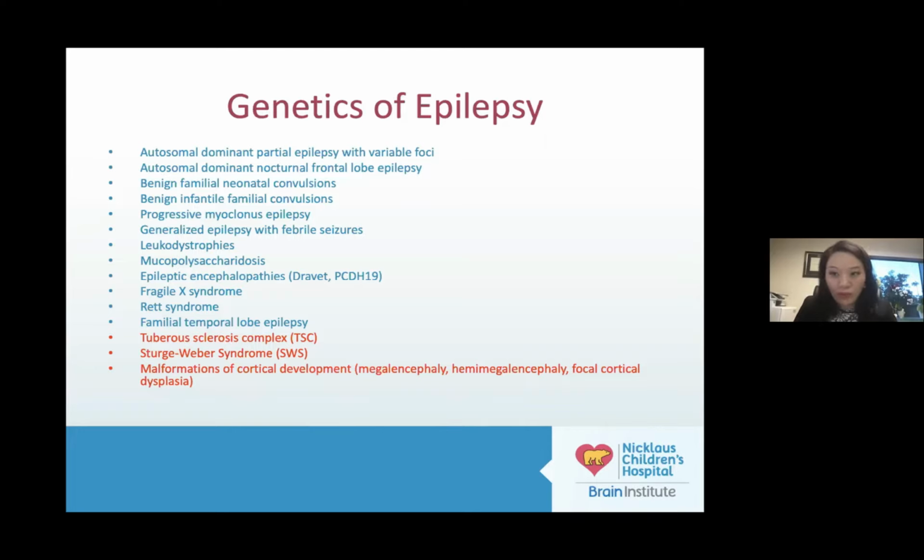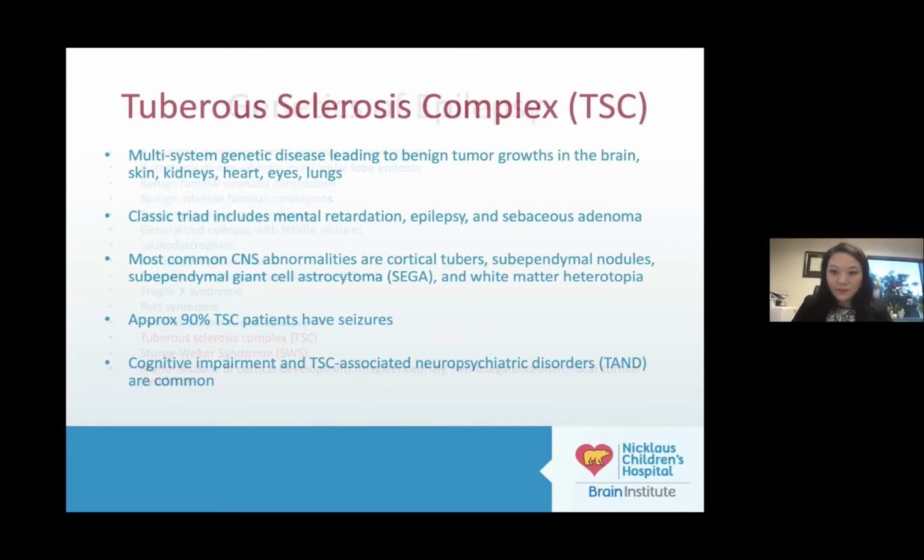with temporal lobe epilepsy. The conditions that I will be focusing on during my talk are more relevant to the neurosurgeon. So they're surgical epileptic disorders, and they include TSC, Sturge-Weber, and malformations of cortical development, including megalencephaly, hemimegalencephaly, and focal cortical dysplasia. And I will also talk about their underlying genetic abnormality and genetic mutations for them as well.